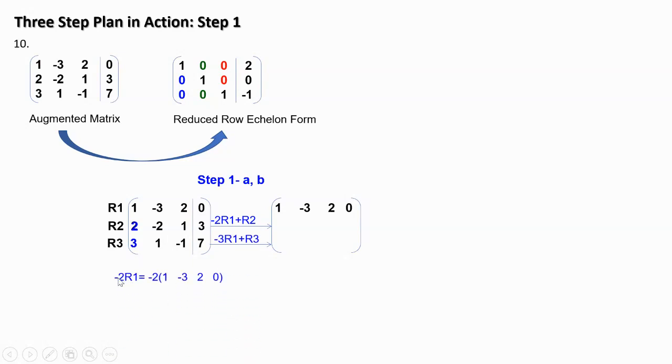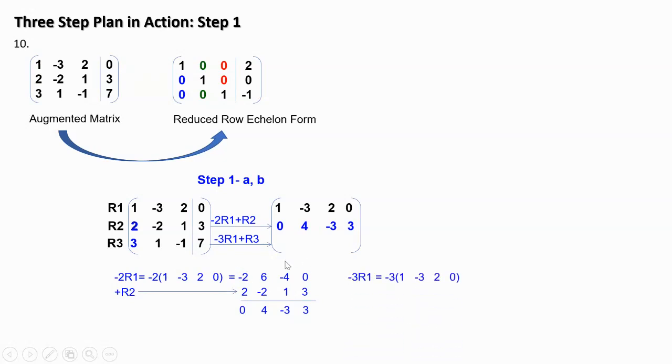And here's my work. -2 row 1 is equal to -2 times, right, this is my row 1, 1, -3, 2, and 0. So it's going to give us -2, 6, -4, and 0. The row 2, we'll just bring it over. Right, this is row 2, the 2, -2, 1, and 3, and then we add them. If you notice, we get a 0 there where the 2 should be. So that's my new row 2.